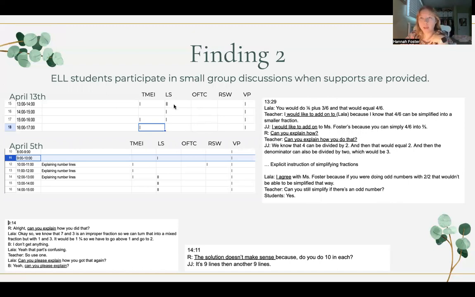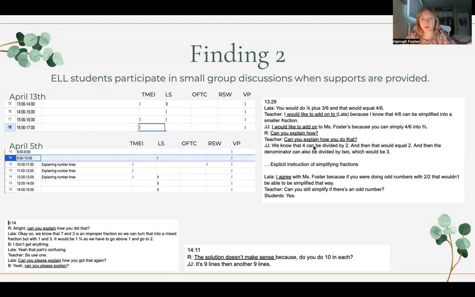There were multiple language supports that were being used. So starting at minute 13:29, Lala is explaining, and I then would say, hey, I would like to add on to Lala because I know that 4-6 can be simplified. And then JJ says, I would like to add on to Miss Foster's. And then we got R, who then says, can you explain how? And then I take that, can you explain how you do that?